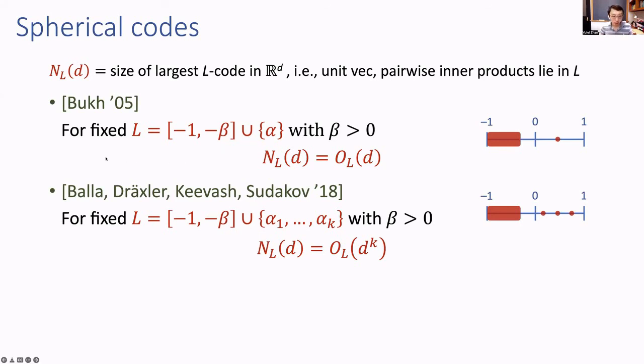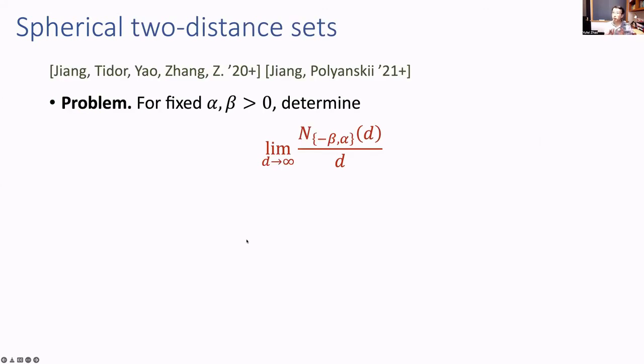So Balla, Dräxler, Keevash, and Sudakov extended Bukh's result to show that if you have K positive values, then the upper bound is at most D to the K. And in general, this cannot be improved, as in there are specific values of alphas so that this bound is saturated up to a linear factor. So we do not know in general what should be the linear factors here, and that seems to be a difficult problem. So we explored that problem in the following special case of spherical two-distance sets.